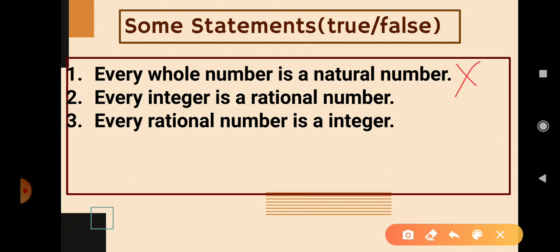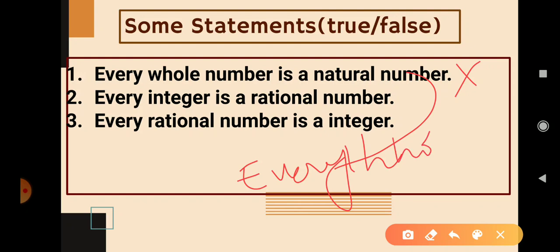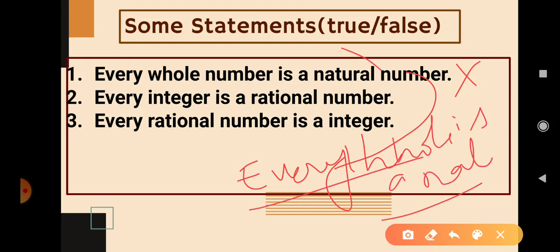So the statement is wrong, because every whole number is not a natural number. In whole numbers we have 0, but we don't consider 0 in natural numbers. Clear? So this statement is wrong, but it can be changed into: every natural number is a whole number. Just change it, whole number in the place of natural number.